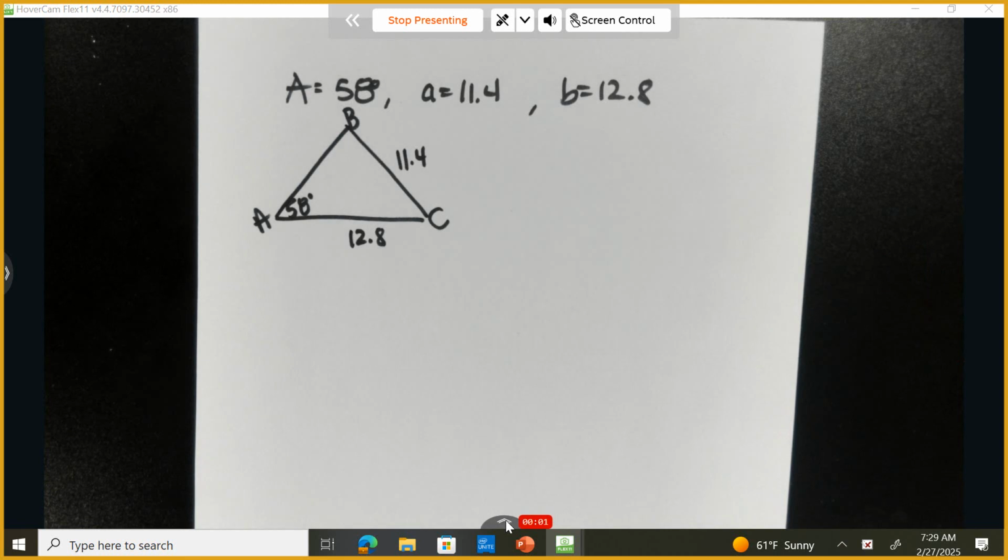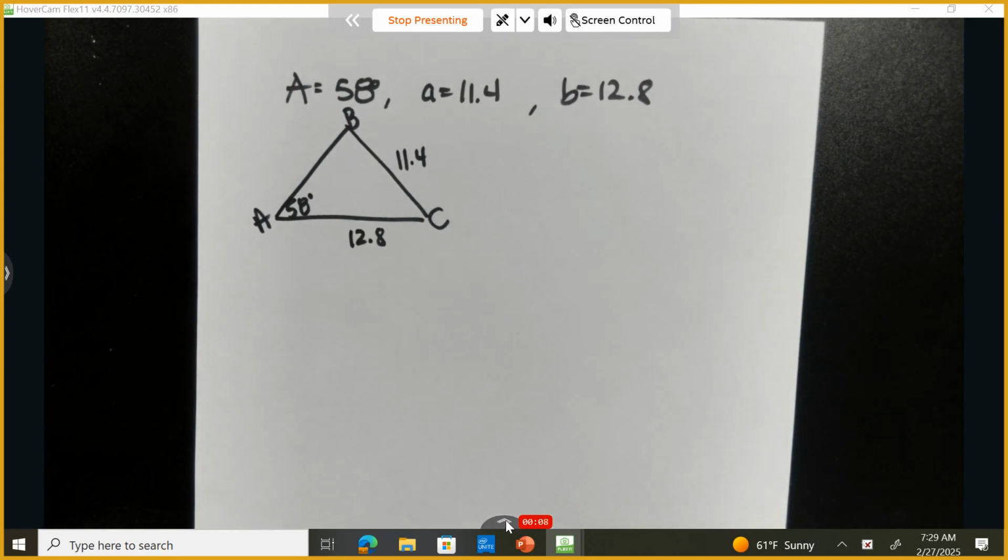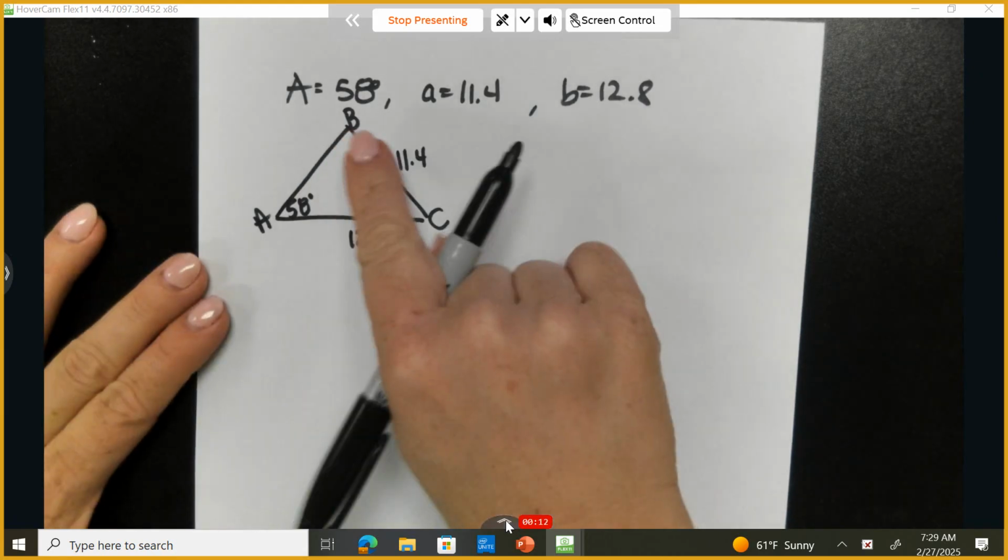In this example, the very first thing you're going to do is draw a triangle. So I did that. It doesn't mean it's drawn to scale, but I put in the given information. The second thing you're going to do is decide what you are provided. And so I'm going to go clockwise.